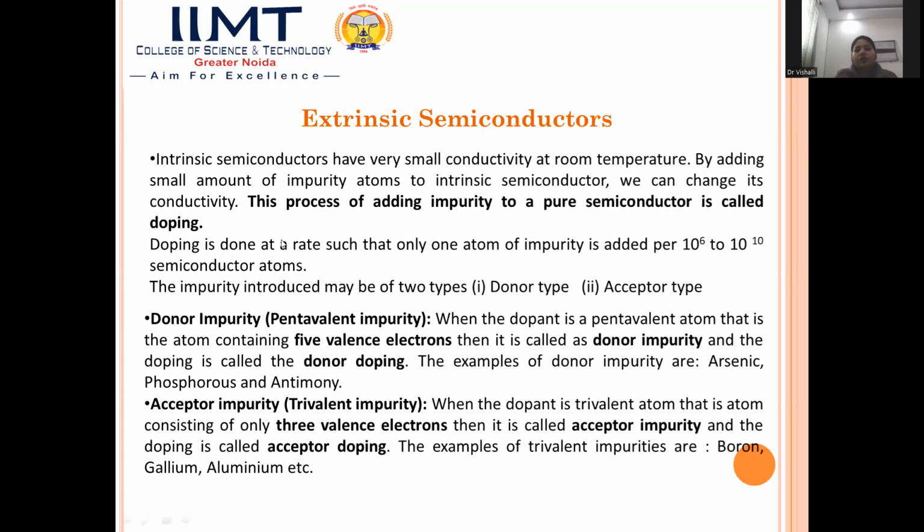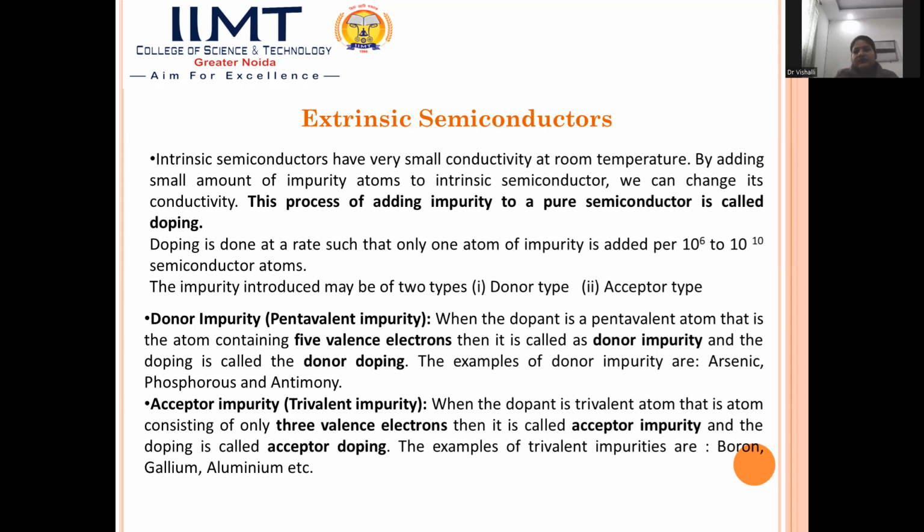Now, moving on, we will talk about the second category, that is the extrinsic semiconductor. The issue with the intrinsic semiconductor is that it has a very small conductivity at room temperature. To enhance the value of that conductivity, we make use of the extrinsic semiconductor. So what are extrinsic semiconductors? Extrinsic semiconductors are made by adding a small amount of impurity atoms to the intrinsic semiconductor itself.